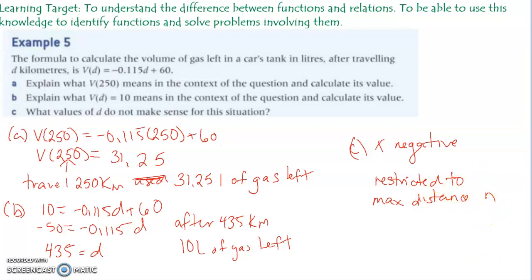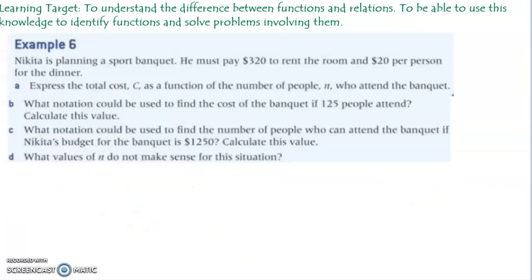Okay, there's going to be one quick little follow-up question here. So the last one is Nikita's planning a sports banquet. He must pay $320 to rent the room and $20 per person for the dinner. Express the total cost C as a function of the number of people who attend the banquet. Okay, so we're looking at a kind of linear function here. So it's $20 per person, which is N. So 20 times N plus the rental fee plus 320.